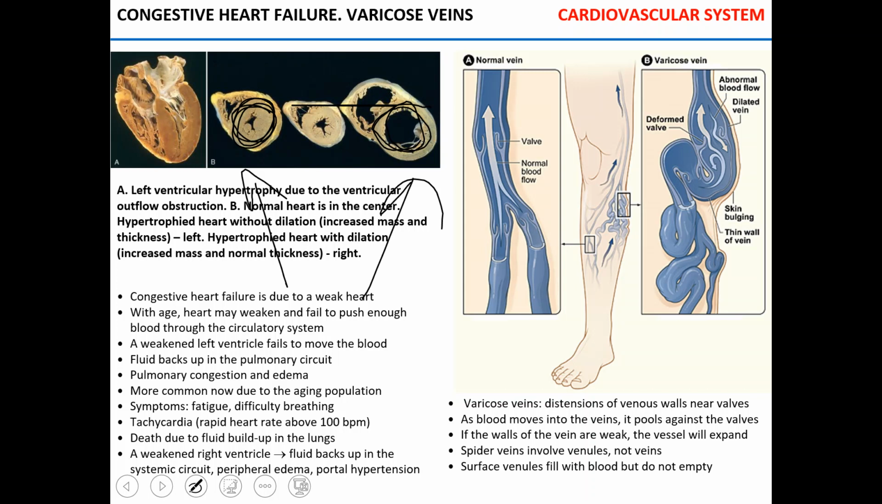So essentially, if the left side fails to pump the blood efficiently, blood starts to back up in the opposite circuit. So if the left side fails to pump efficiently into the systemic circuit, blood backs up in the pulmonary circuit. That leads to pulmonary congestion and pulmonary edema. If the right side fails to pump into the pulmonary circuit, then fluid will back up in the systemic circuit, leading to peripheral edema.